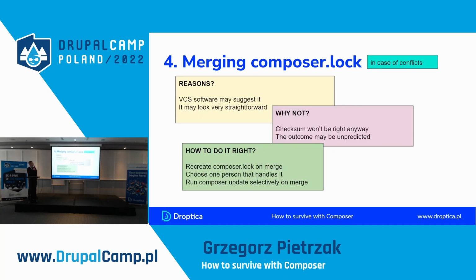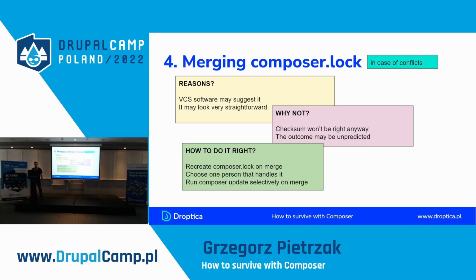The fourth bad practice is merging the Composer lock. People don't like the Composer lock in their Git because there are a lot of conflicts if you work in parallel with other people, and your VCS software may suggest merging the Composer lock automatically, and in 19% of cases it will break your application, because Composer will complain about the file not being up to date with your composer.json.